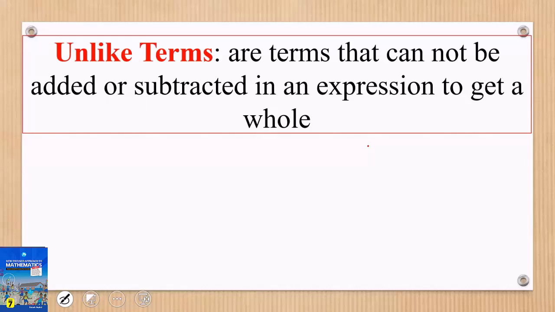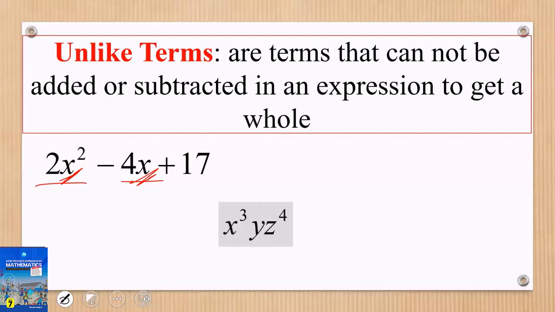Then we have unlike terms. Unlike terms cannot be added or subtracted in algebraic expressions, because they don't have the same exponent and same variable. Here we have x, and here we have x. We could have said because we have x, they are like terms. No, because the x here is power 2, and the x here is power 1. So 2x squared and the negative 4x are not like terms.